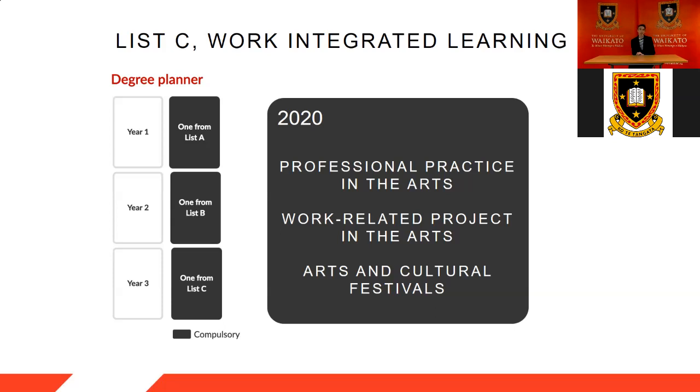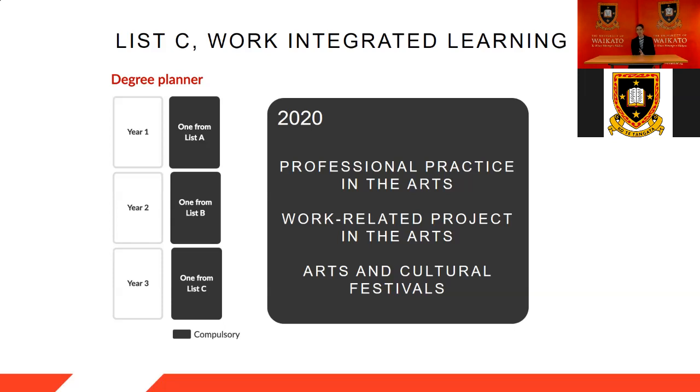Then we have work-related projects in the arts, and that's more of an independent research project where you can look at the nature of practices in the arts and do some independent research around that, and if you want to, some practice-based research. So there have been various projects done so far on this paper where a student of mine, for example, has looked at the different forms of journalism on different media platforms and taken the same research story, but presented it for different audiences, for different publications.